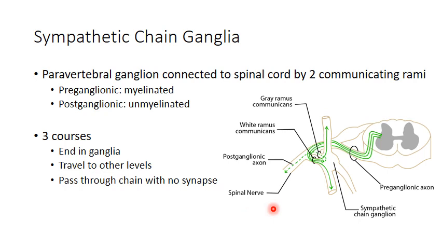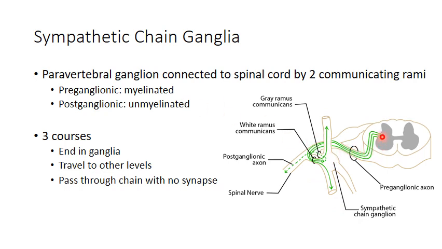So in this division of the nervous system, each of these paravertebral ganglia is going to be connected to the spinal cord by two branches, which are called the communicating rami. So the preganglionic fibers, which are myelinated, are going to travel by way of the white communicating rami, and then the postganglionic fibers, which are leaving, are going to travel by way of the gray communicating ramus. Sorry, singular would be ramus.